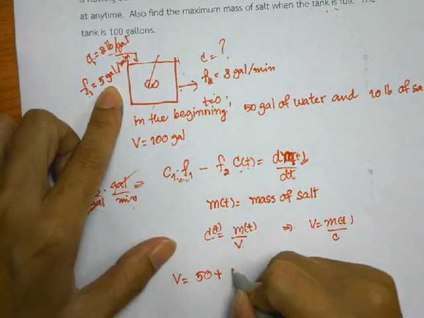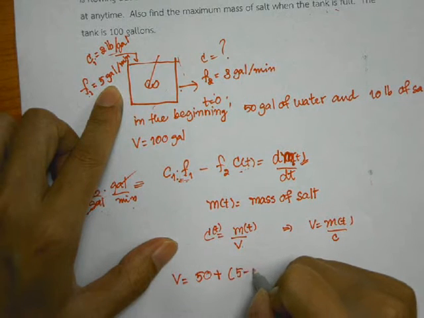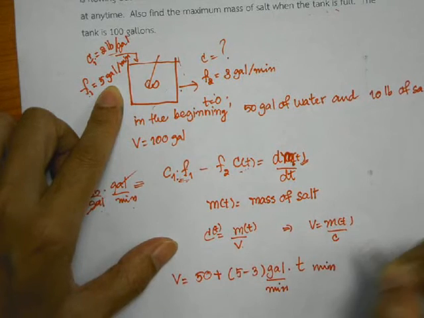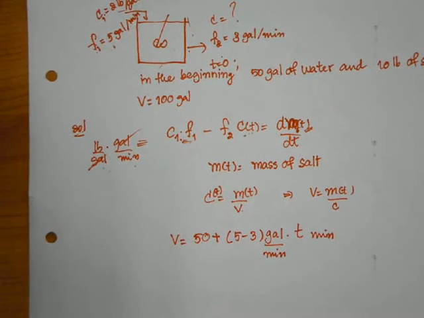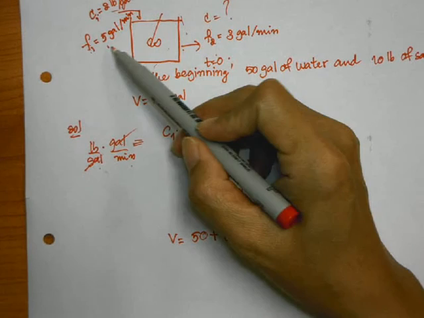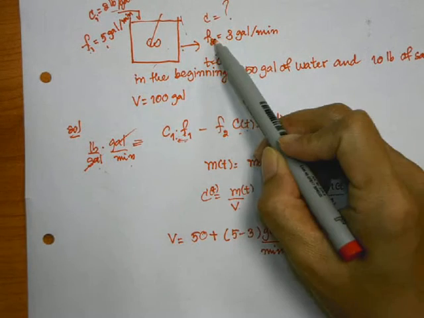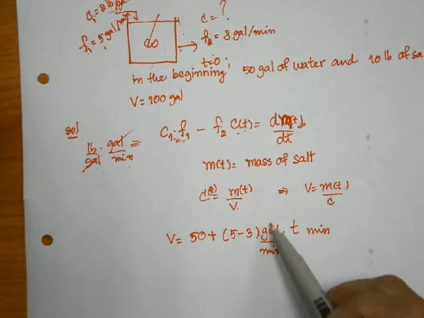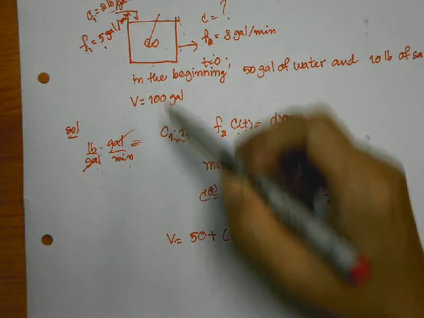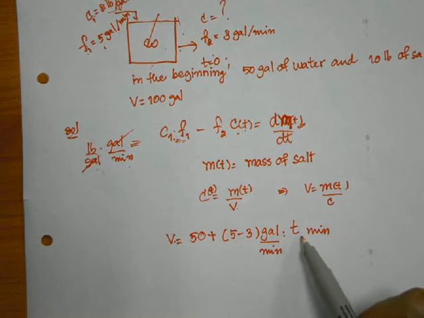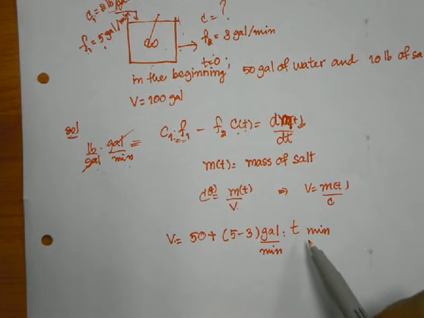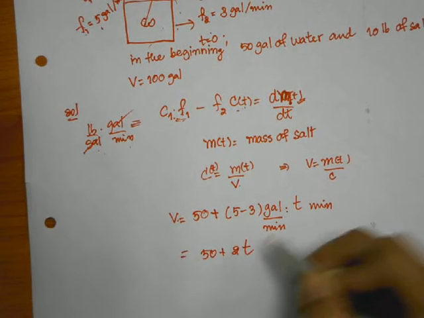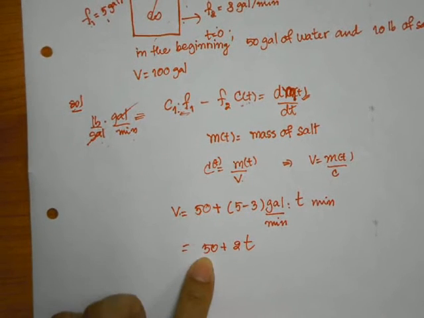which is 5 minus 3, right? Because you fed in 5 gallons per minute and you take out 3 gallons per minute. So the difference is 2 gallons per minute. So the volume of the liquid in the tank just keeps increasing as a function of time by this equation. Or you can say 50 plus 2t. Our V is equal to 50 plus 2t.